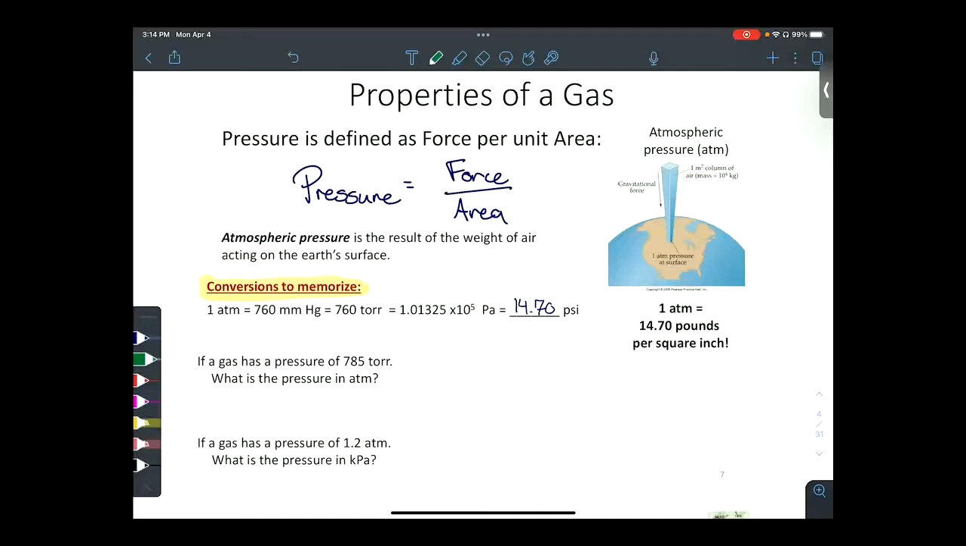1 atmosphere is the pressure typically exerted on Earth, though it does fluctuate a little bit, day to day, hour by hour, minute by minute.